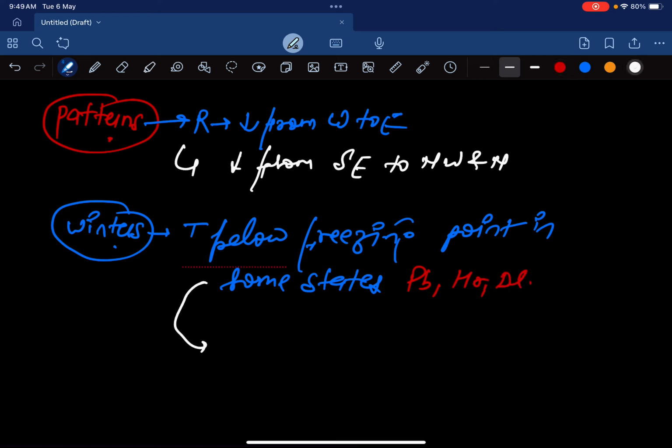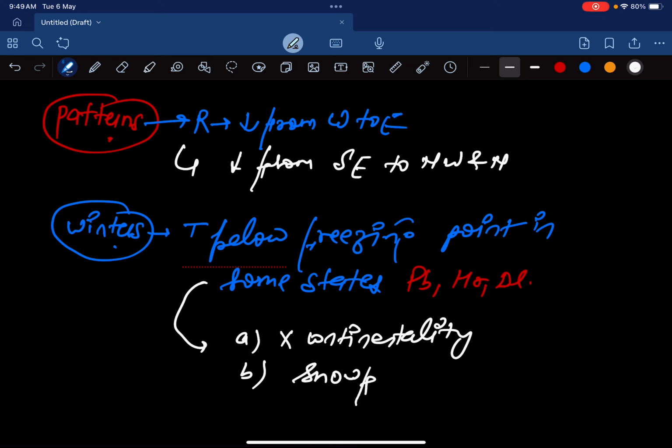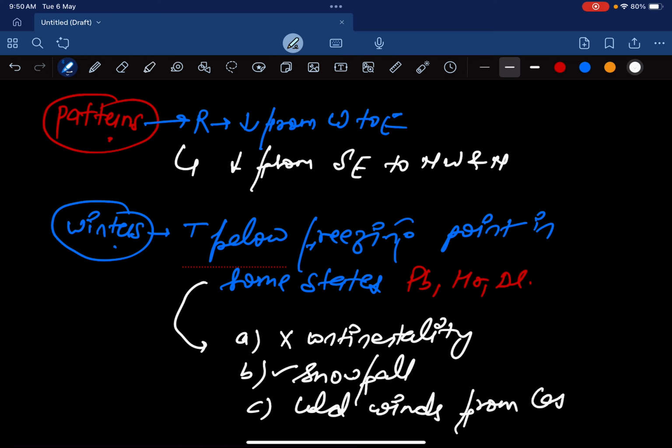So what are the reasons for that? There is no continentality effect here, meaning it is not closer to the sea. Delhi is so landlocked, right? So there is no continentality effect. Further, there is the snowfall which happens nearby, since these states are very close to the Himalayas, right? The third is the cold winds from the Caspian Sea and Turkmenistan. Okay?